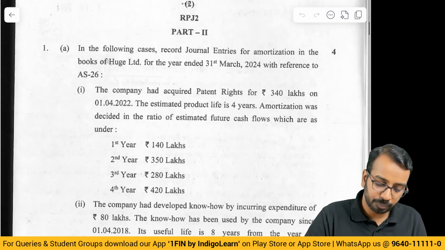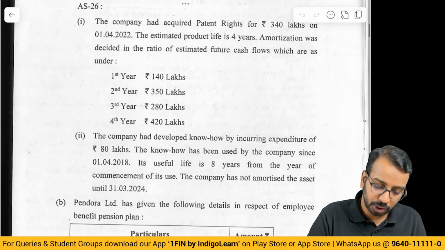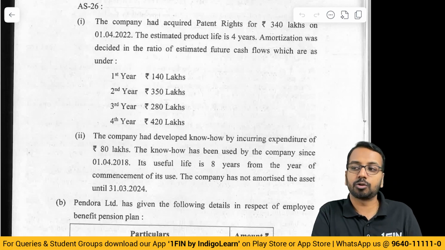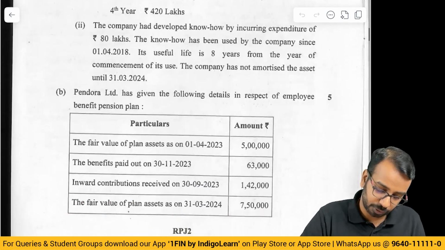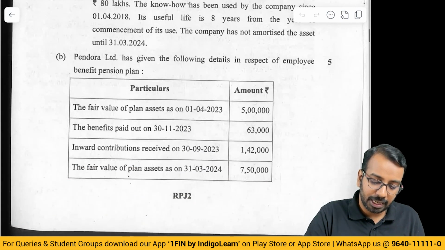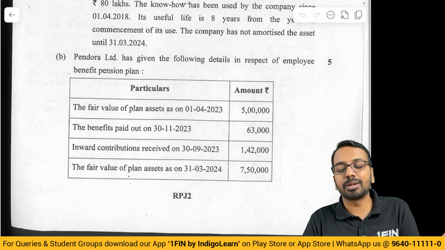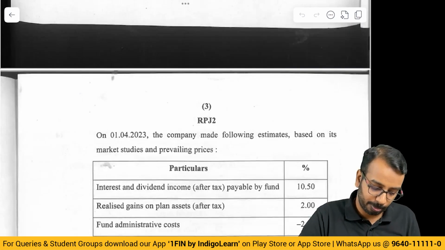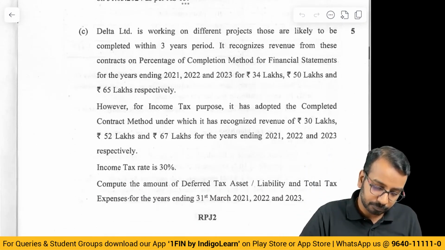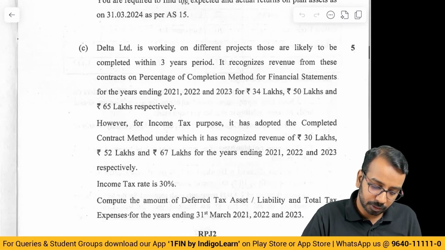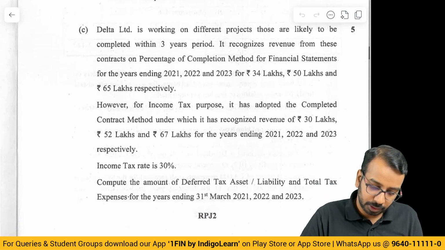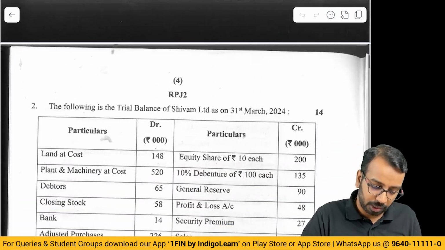So here also, this is asked for 31st March of 24. The entire amount, whatever has to be amortized, should be amortized. This is also a standard question. Then AS 15, this question, similar question, what you can see in the study material. Question on AS 22 on deferred tax asset.